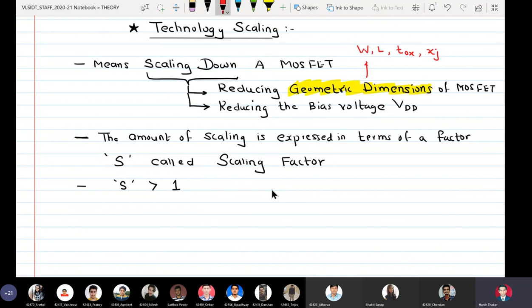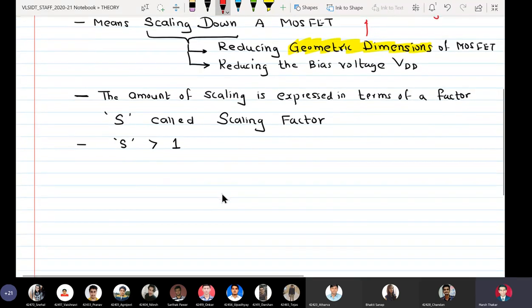So there is a purpose or some meaning in technology scaling, if after scaling down a MOSFET by a factor S, where S is greater than 1, my area reduces, my frequency increases and my power dissipation also reduces. Only then is there a meaning in doing technology scaling. So we are going to justify today: is it worth scaling down a MOSFET?